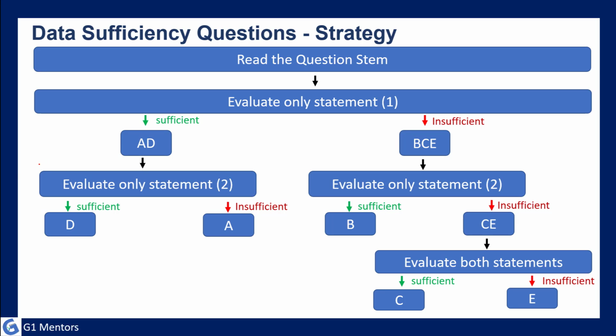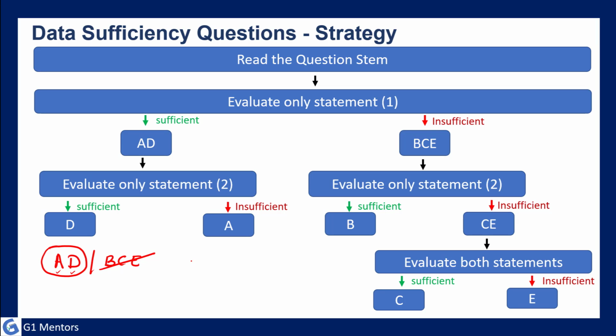So to make it simple, for any data sufficiency question, first you write on the paper AD slash BCE. If statement 1 alone is sufficient, then the answer choice has to be out of A and D, and you strike off BCE. If statement 1 is sufficient, then you evaluate statement 2. If statement 2 is sufficient, then the answer choice is D. If statement 2 is insufficient, then the answer choice is A.